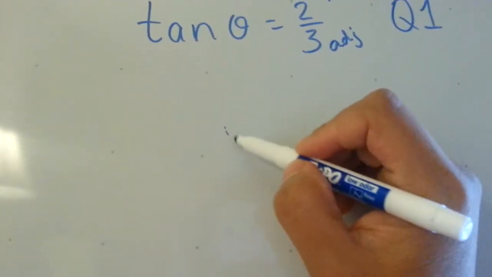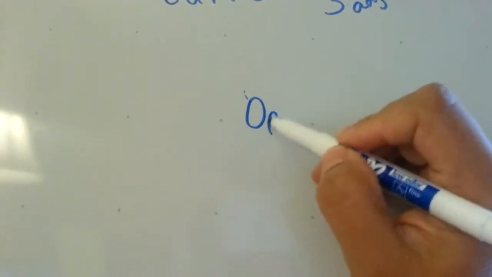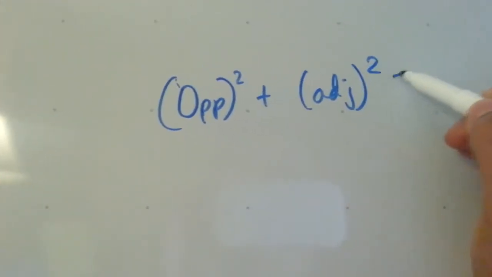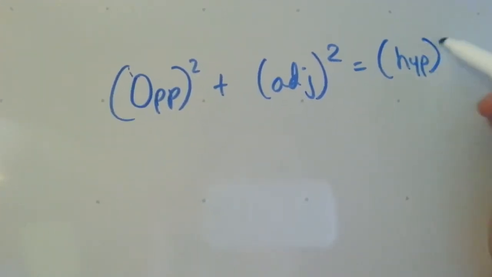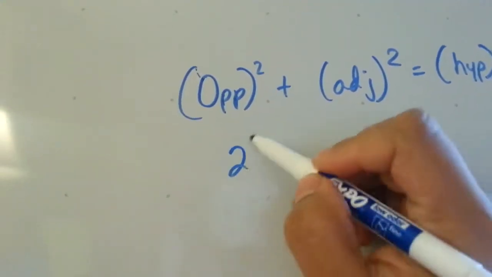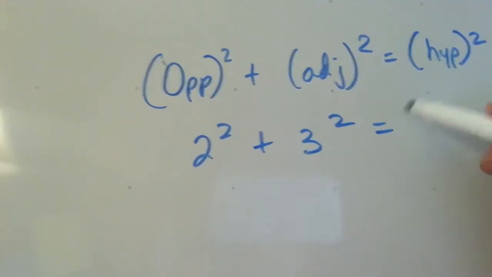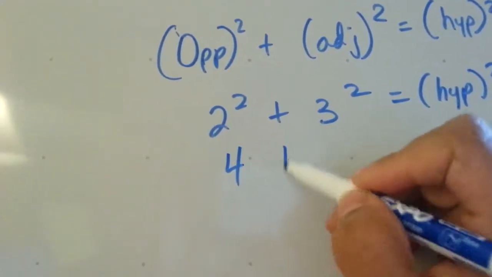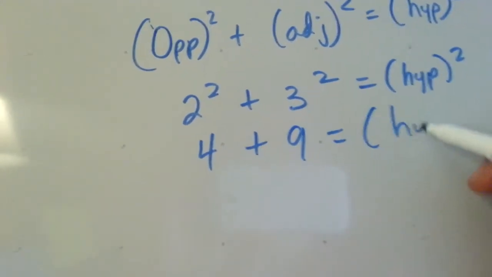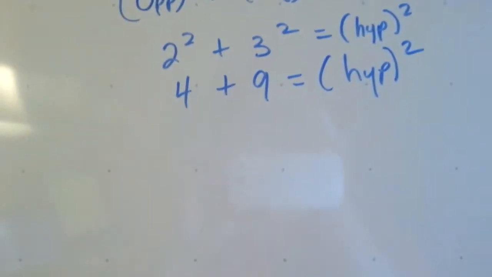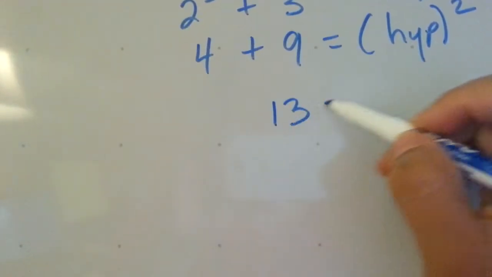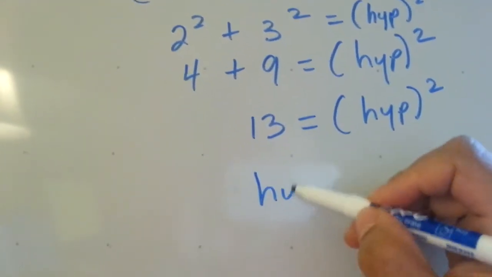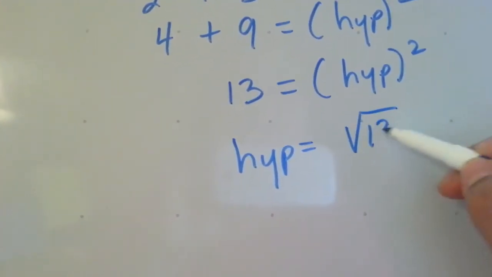And you know that opposite side squared plus adjacent side squared gives you the hypotenuse squared. So then you have 2 squared plus 3 squared equals whatever the hypotenuse is squared. 2 squared is 4, 3 squared is 9. 4 plus 9 is 13. But this is equal to the hypotenuse squared. So if you want the hypotenuse, it has to be the square root of 13.